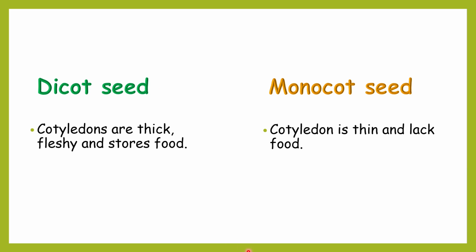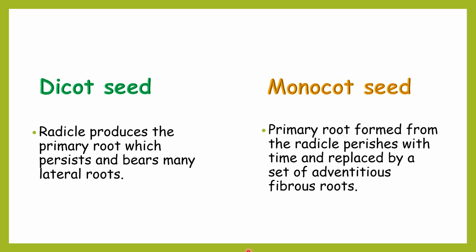The dicot seed, the cotyledons are thick, fleshy and store food. But the monocot seed, the cotyledon is thin and lacks food. The dicot seed, the radicle produces the primary root, which persists and bears many lateral roots. In the dicot seed, the radicle produces the primary root and it does not decompose and it persists. And after some time, it bears many lateral roots.